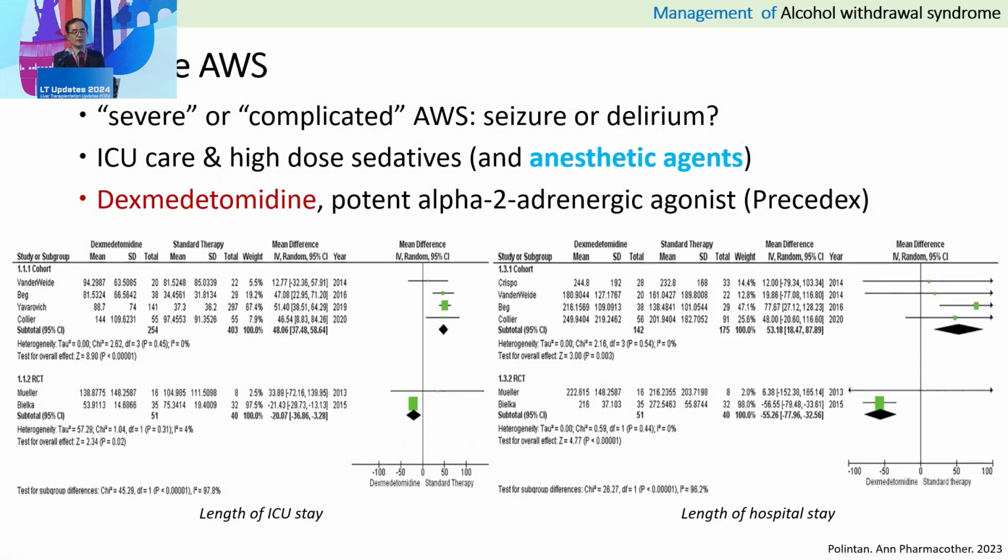In severe or complicated alcohol withdrawal syndrome characterized by seizures or delirium, ICU care with high-dose sedatives, including anesthetic agents, is essential. Dexmedetomidine is a potent alpha-2 adrenergic agonist that can help manage symptoms and reduce ICU and hospital stay length.